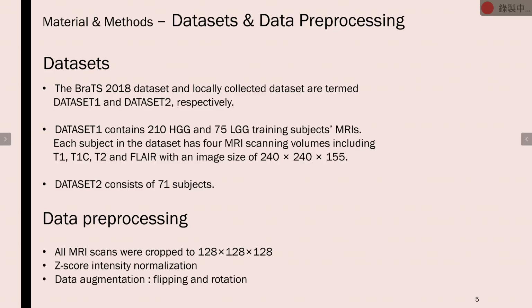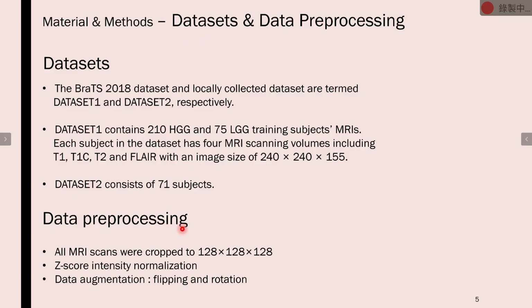The study uses two datasets. First is the BraTS 2018 dataset, dataset 1, with 210 HGG and 75 LGG, high-grade glioma and lower-grade glioma. And dataset 2 is a local dataset with 71 subjects. The volumes of all of the MRI are 240 by 240 by 155, and they all include four modalities.